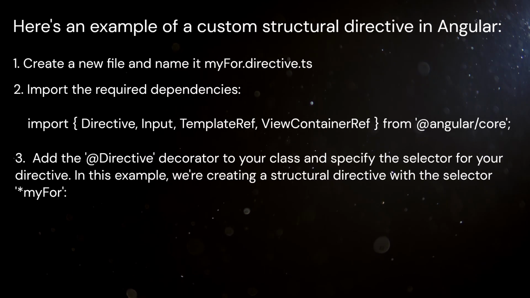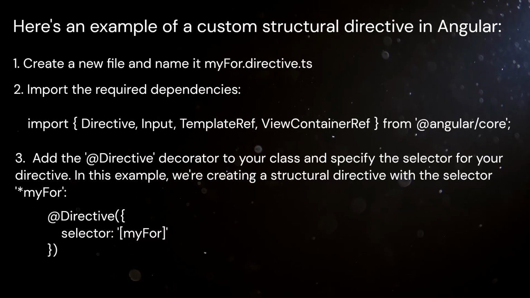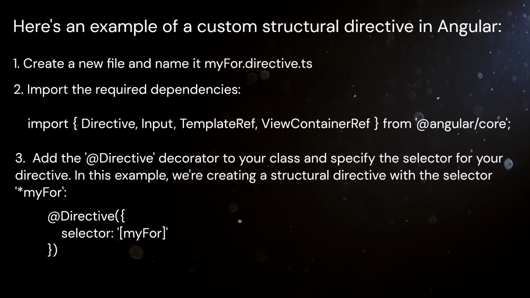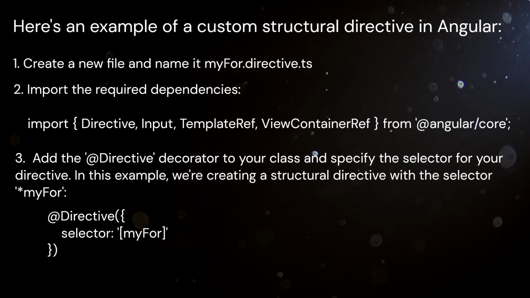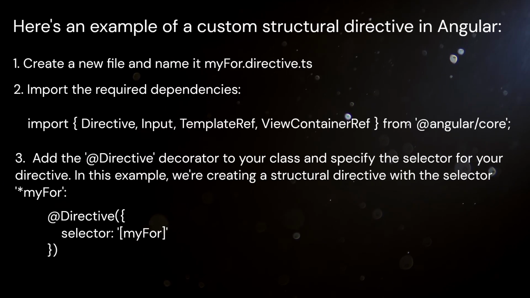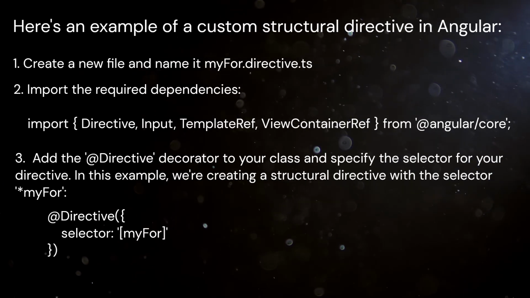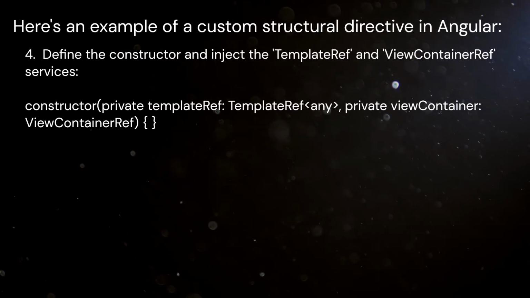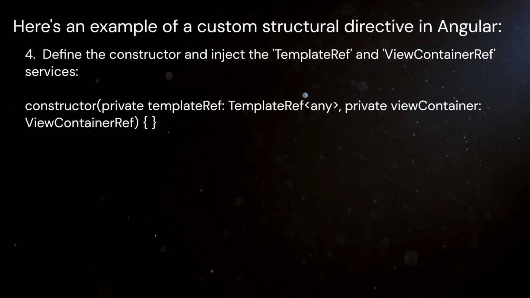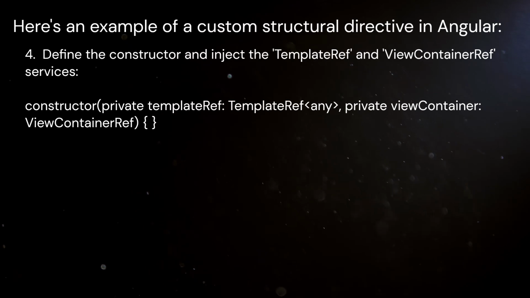Step 3. Add the @Directive decorator to your class and specify the selector for your directive. In this example, we are creating a structural directive with the selector *myfor. Step 4. Define the constructor and inject the TemplateRef and ViewContainerRef services.